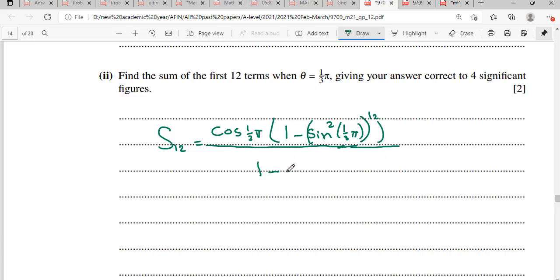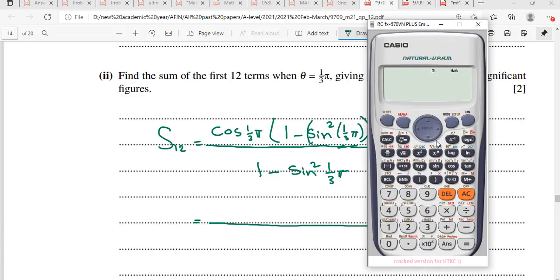Over 1 minus sine squared 1 over 3 pi, which is 1 minus r. Then since we have the theta, this will be a number. They are all going to be numbers. And we give the answer to 4 significant figures. It's better to give it another step.